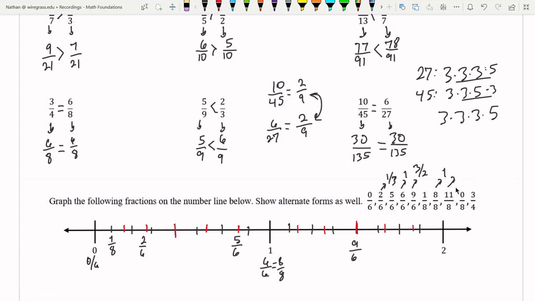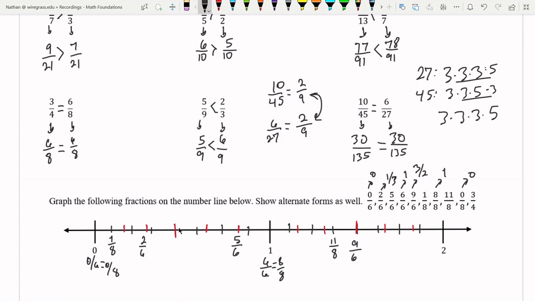11/8, this actually can't be reduced at all. This is 8/8, 9/8, 10/8. This is going to be 11/8 here. 0/8 is the same thing as 0/6. 0/8. This is just 0, along with this one. And finally, 3/4.